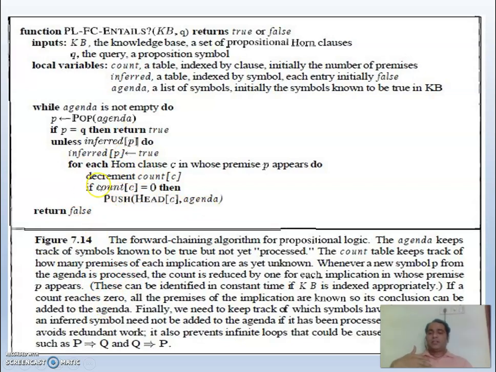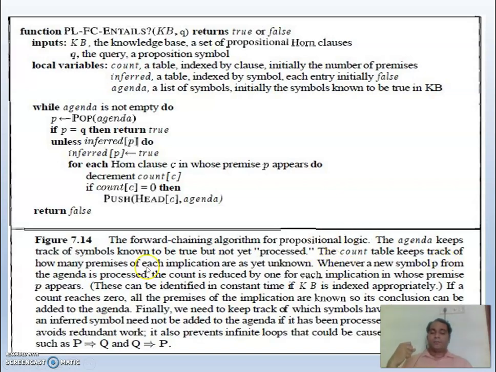If agenda is empty initially, then the answer is false. You are unable to find it. This is the forward chaining algorithm for propositional logic, from the Russell and Norvig book. The agenda keeps track of symbols known to be true but not yet processed. So they are true but not yet processed. The count table keeps track of how many premises of each implication are as yet unknown.